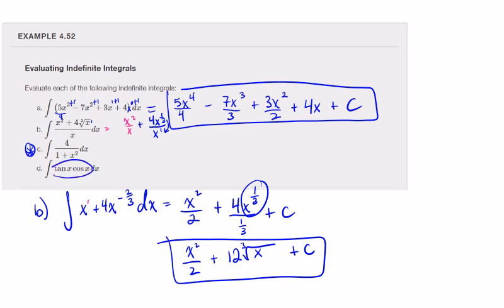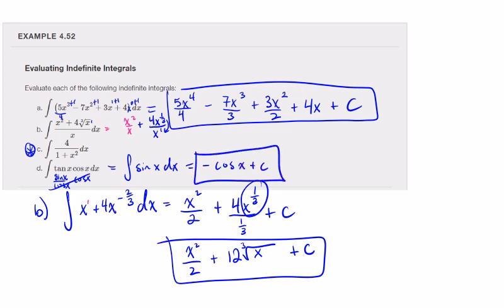All right, and then this one's a little tricky too, but we can use a trig identity, because remember that tangent is sine over cosine. If we multiply sine over cosine by cosine, we just get sine. So this is the same as the integral of sine of x dx. And the integral of sine is negative cosine plus a constant. That's how we do those.